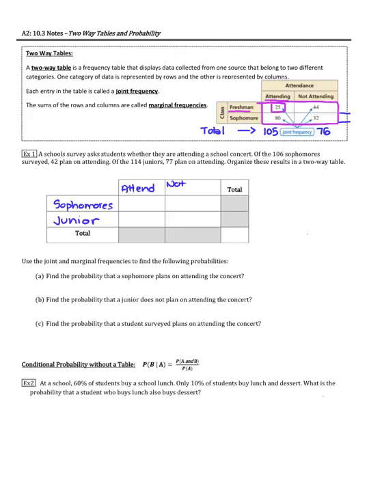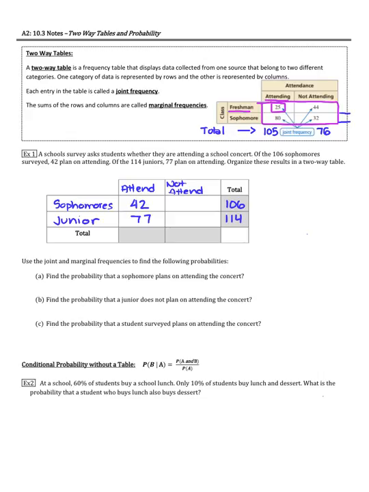Whoops, I went outside my box. Not attending. All right, so it told us that 106 sophomores were surveyed, and of those, 42 plan on attending. Then it told us 114 juniors were surveyed, and 77 of them plan on attending. By filling that in, we can then figure out our marginal and the other joint frequencies.